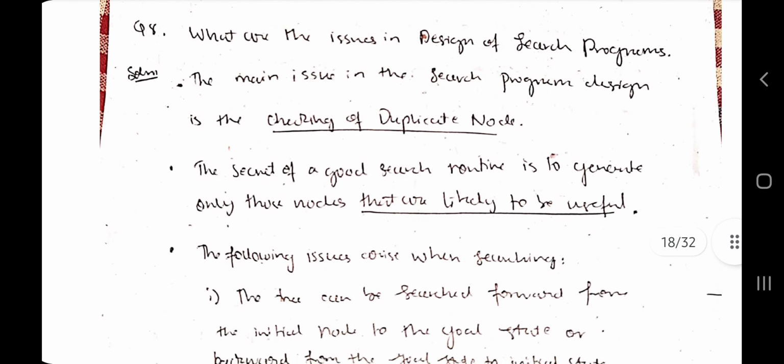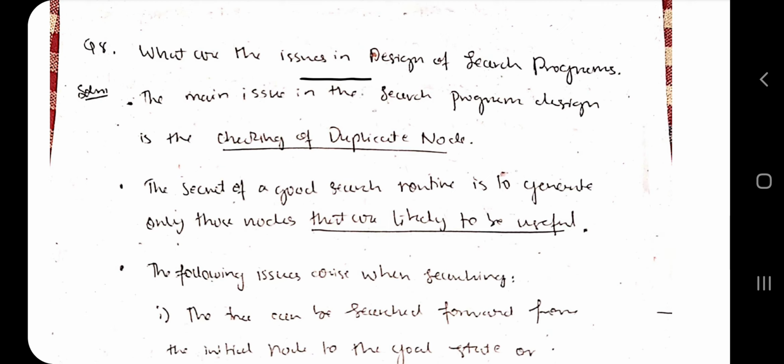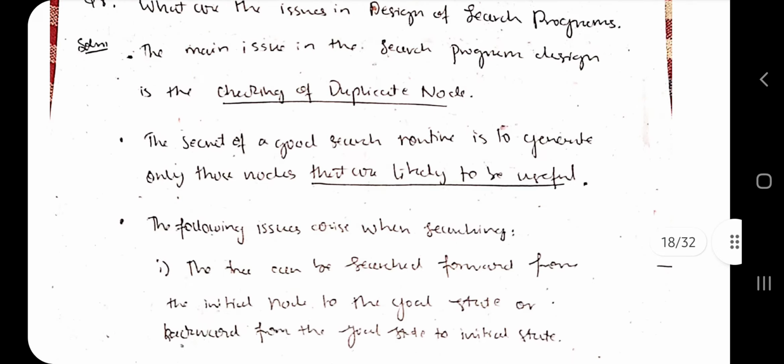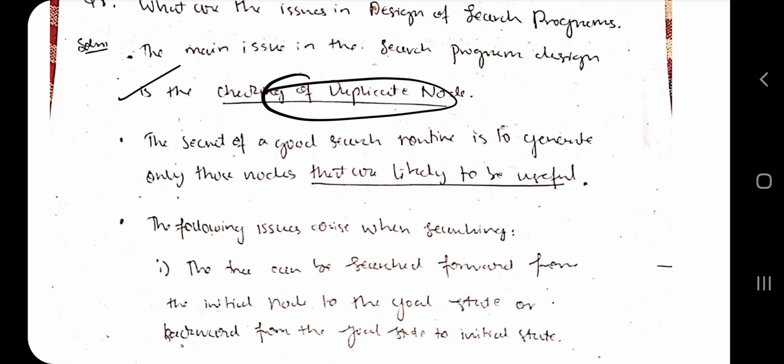Next one is: what are the issues in the design of search programs? First you have to define what a search program is, and then you have to define the issues. Since we can all define a search program, a program for searching something, I will just discuss the issues in the design of search programs. The main issue is the checking of duplicate nodes. If duplicate nodes or redundant data are getting generated, that has to be handled, removed and resolved, right? So that is the first issue.